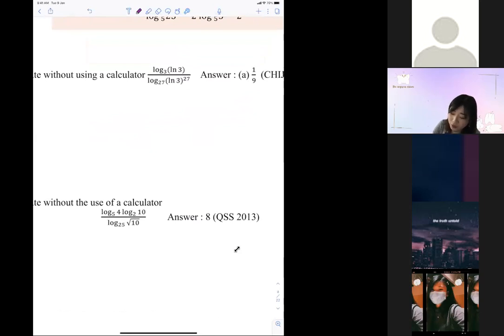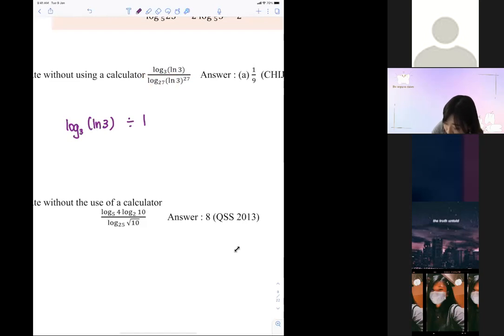Now you have log 3 of x and log 27 of 3 27. So there's too many things going on. What you can do is the longest line here, you change to divide. Every time there's too many things going on, the longest line you change to divide.